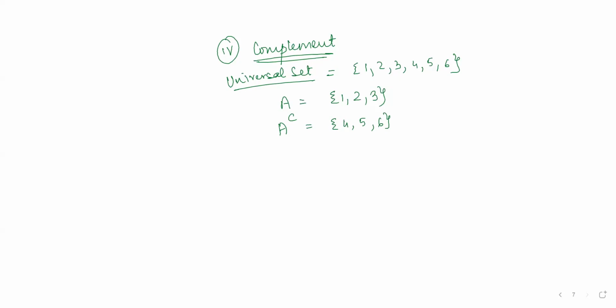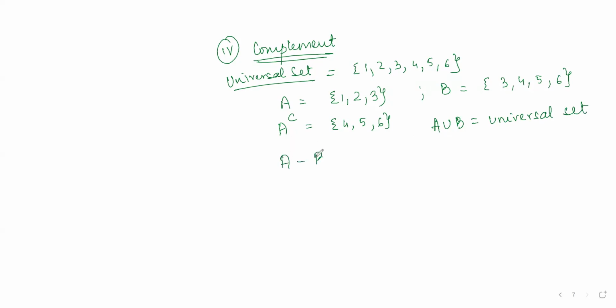Okay. Can you also tell me, if I have another set B, say the set B is 3, 4, 5, 6. That is the set B. So A union B is the universal set. Okay. A union B is the universal set.